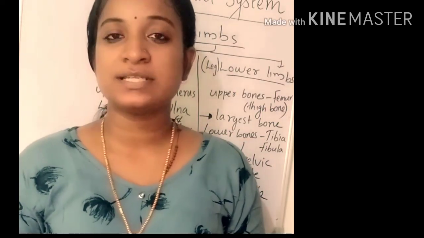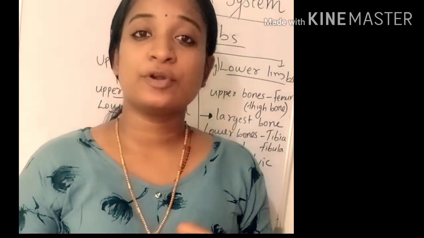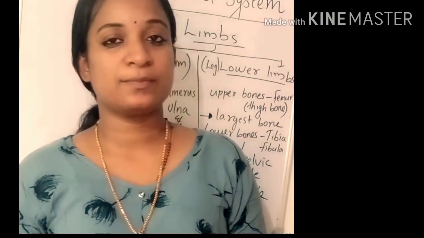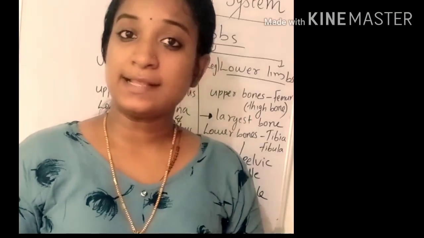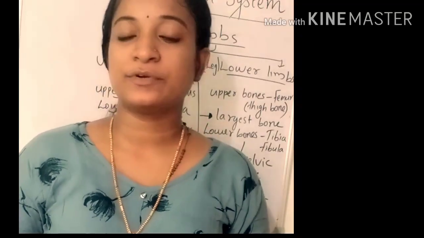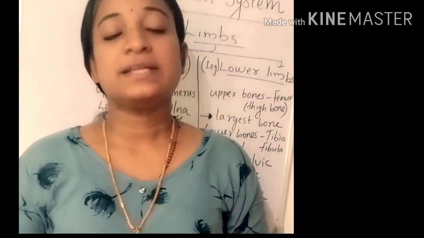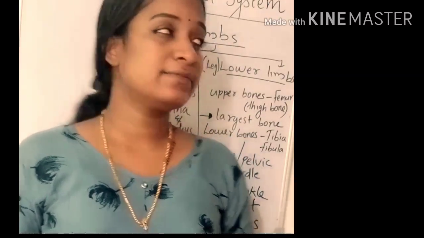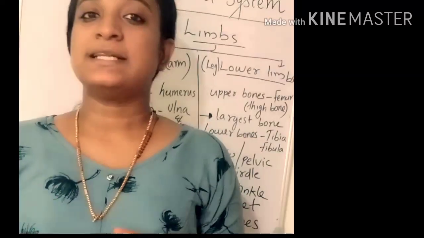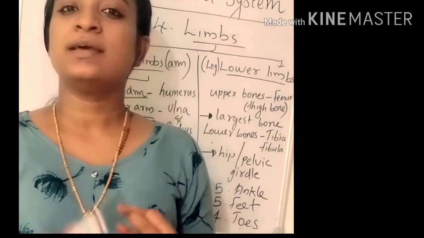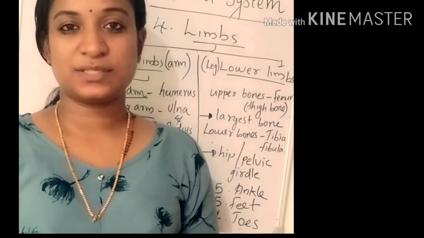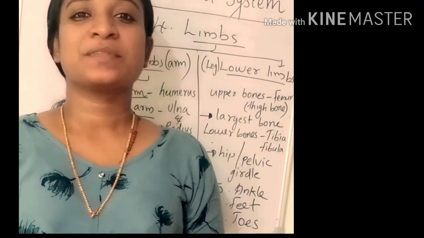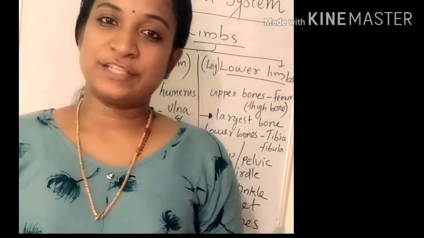Then secondly, we discussed that it produces blood cells. Then it helps with movement, where the muscles are attached to the bones. And we discussed that it helps to protect the internal organs, and the different parts of the skeletal system, that is the skull, backbone, rib cage, and limbs. So now in the next class we will discuss the different joints. Okay.